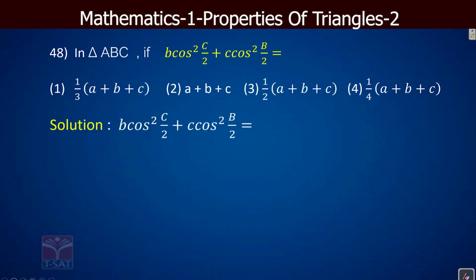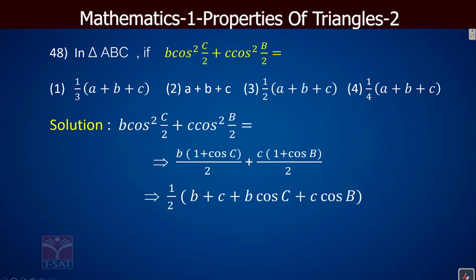So b cos²(C/2) + c cos²(B/2) can be written as half of b into (1 + cos C) plus c into (1 + cos B), which is half of (b + c + b cos C + c cos B). That is, b cos C + c cos B, by the projection rule, is nothing but a. So therefore it is half of (a+b+c). So the correct choice is option number 3.